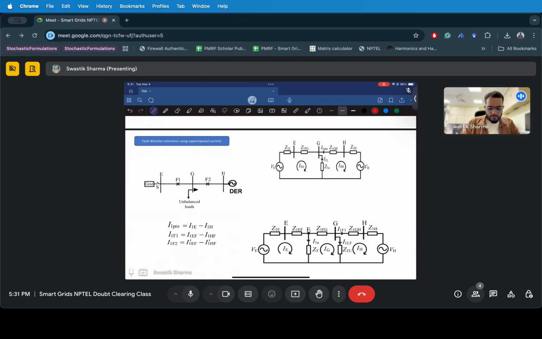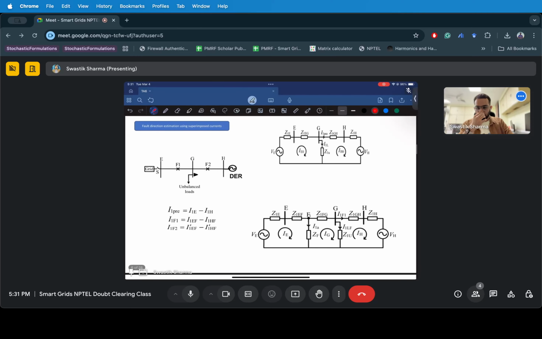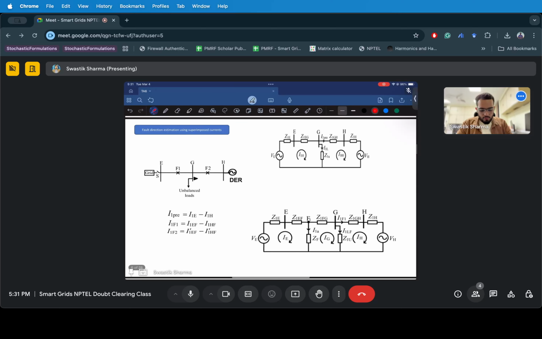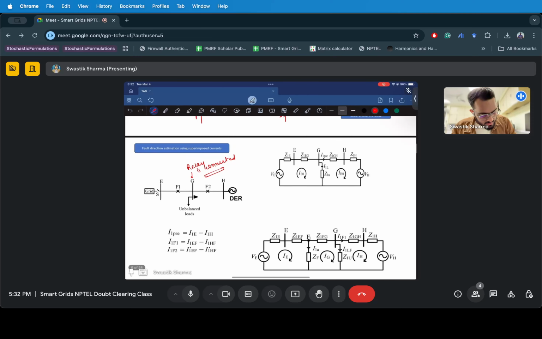For this, they use the concept of superimposed currents. They assume this system, a 3-bus system in which your relay is connected at G. Now consider the pre-fault system, which is this pre-fault condition.